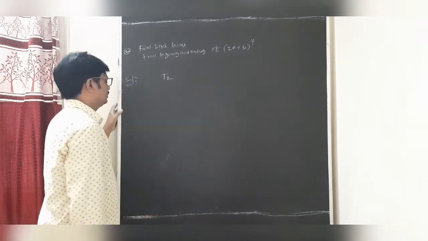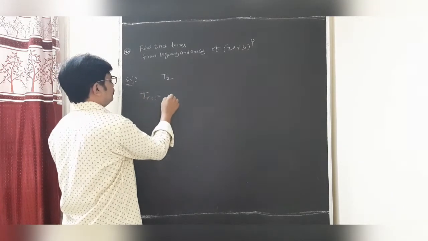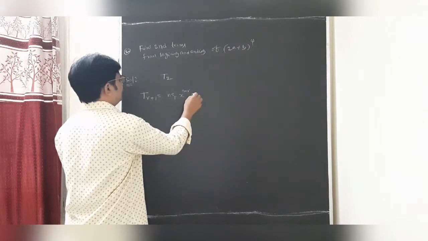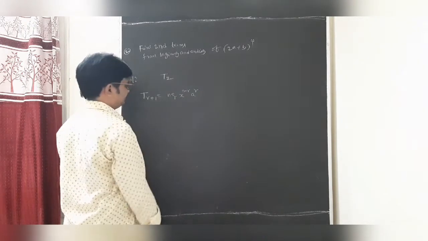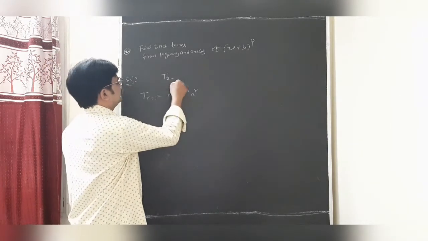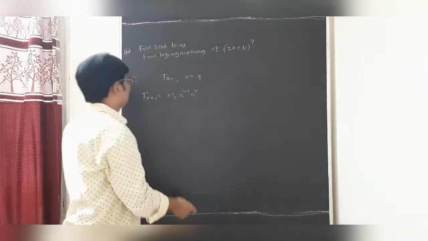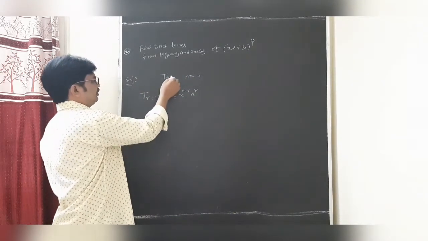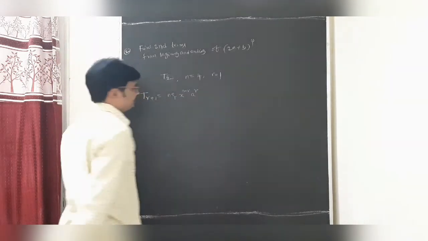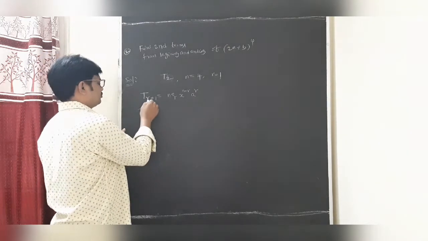So dear students, we know that T(r+1) equals nCr x^(n-r) a^r. Undoubtedly, where n equals 4, and for T2 we take r equal to 1. Is it clear, students? How to write r plus 1?